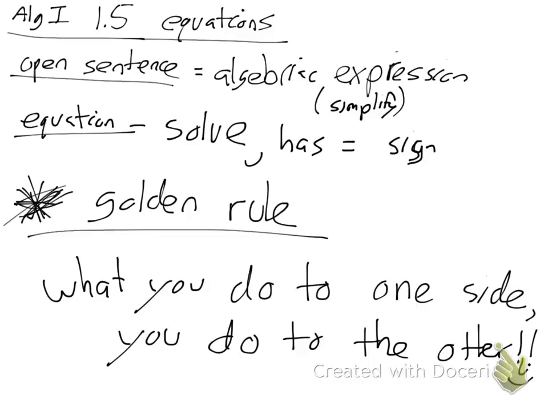You can simplify a side, gathering like terms. That doesn't change things. That's substitution. But if I am going to physically take something away, or add it, or multiply, or divide it, I need to do it to both sides.